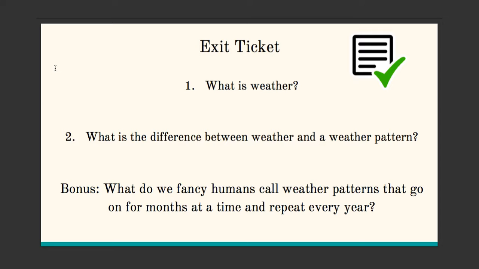1, what is weather? And 2, what is the difference between weather and a weather pattern? Bonus question is, what do we fancy humans call weather patterns that go on for months at a time and repeat every year? So the bonus question, of course, would be seasons. The difference between weather and weather patterns would be something that we had gone over in the lesson, and of course number 1 as well. So that would be my lesson on weather to the 5th grade.